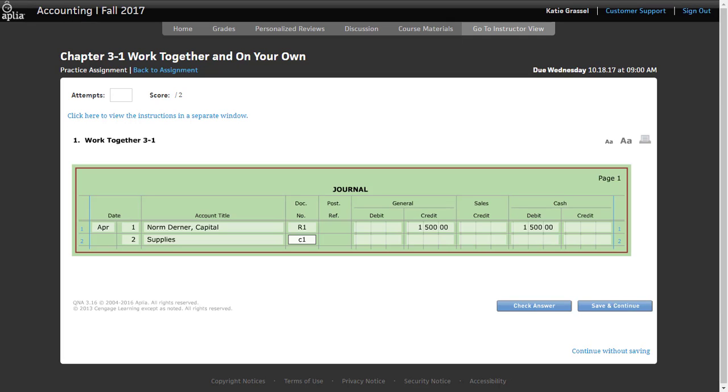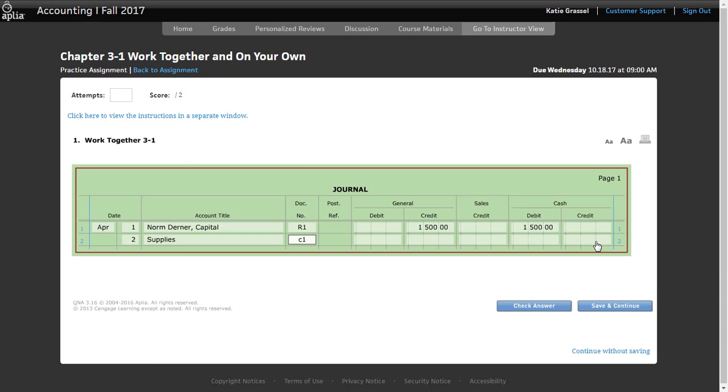C stands for check. 1 stands for the first check that's being issued. Now, I gave you a hint before. If your source document is a C, you're affecting cash as a credit. I don't mind giving you a tip like that. Anytime your source document is a check, it has to be cash as a credit. Always, always, always. So then you know what's the other one being affected as. Debit.